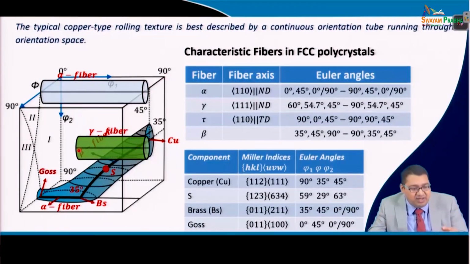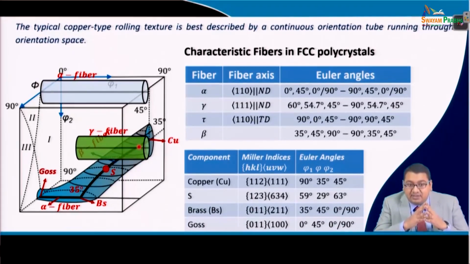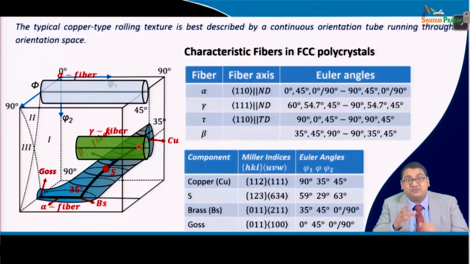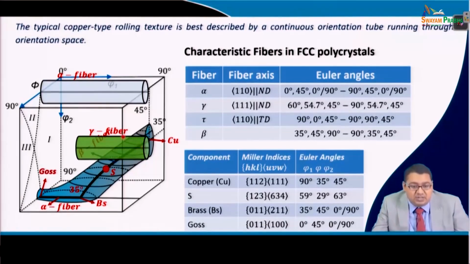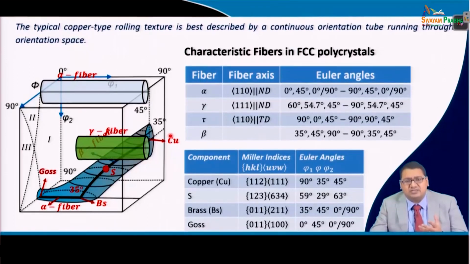So, it is a fiber which is again parallel to ND because it is parallel to the 111 axis, which is parallel to ND, and this is also the ND fiber, and this is known as the gamma fiber for FCC material. Now, let us take another example, which is an important example, the tau fiber.